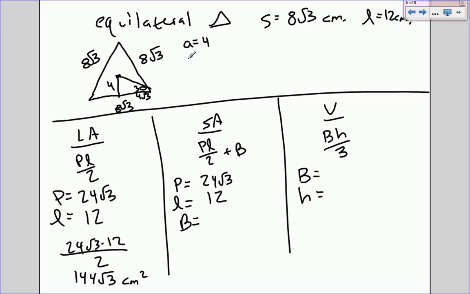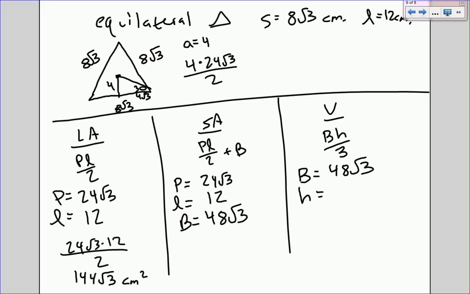So think back for a second. Well, let's actually find our area of the base, because we can do that. So area of the base equals apothem times perimeter divided by 2, which gives me 48 square root 3. Now all that's left is for us to find the height.